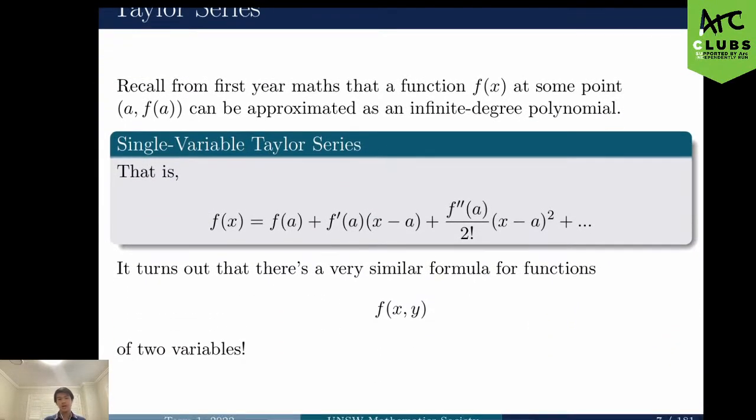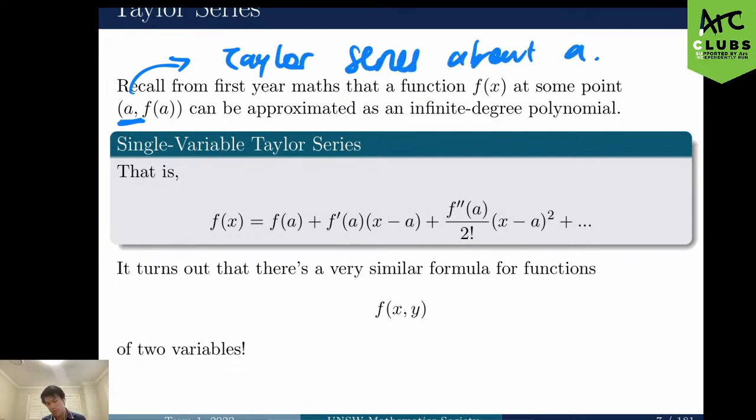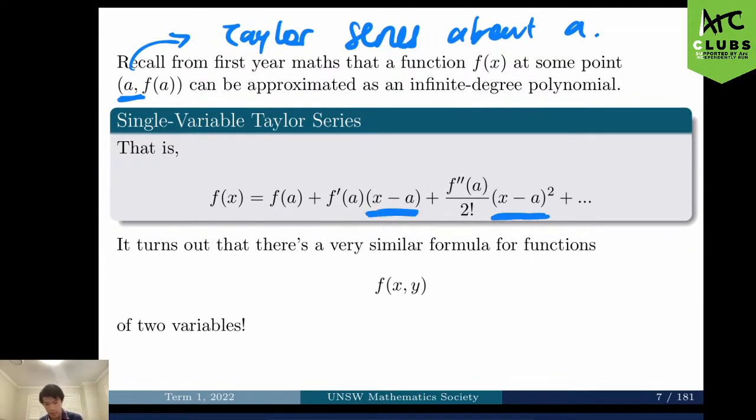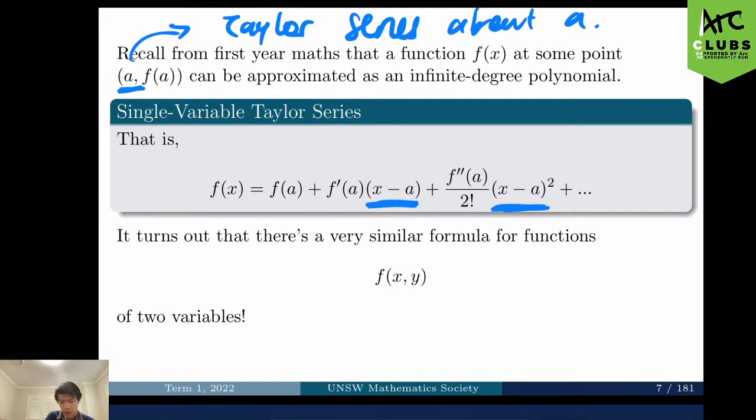Cool. So just to give a bit of context, this is building on what we've done before. If you want to approximate a function f around a single point a, this is called the Taylor series about a. You can do a polynomial in terms of x minus a. Each of these terms, we've seen this before. We start off with f(a), then we have f prime a, f double prime a, and it keeps on going.